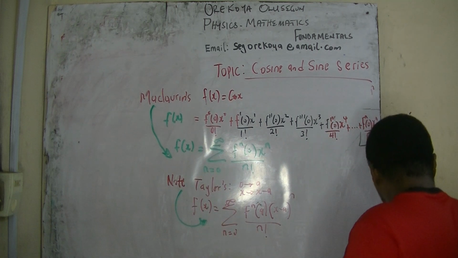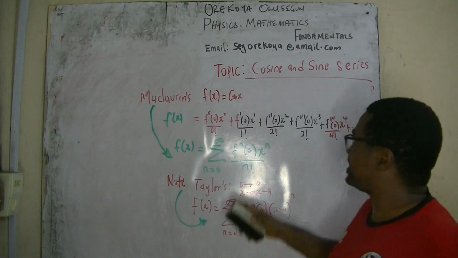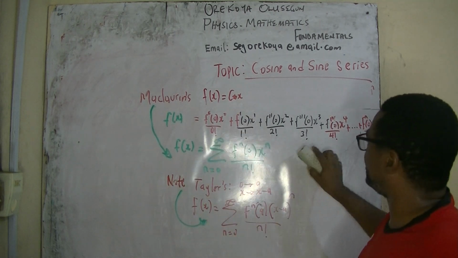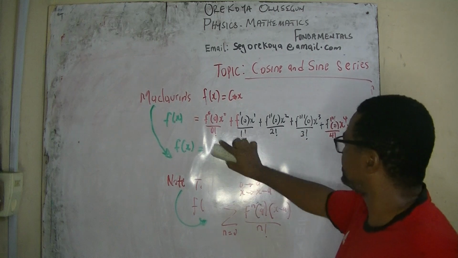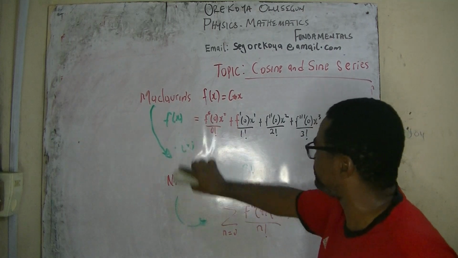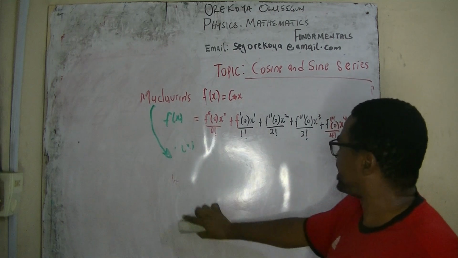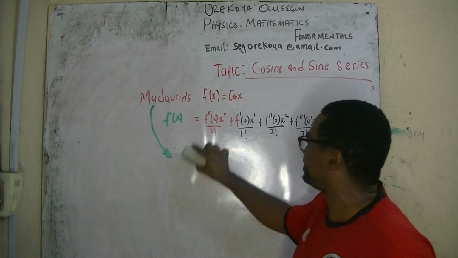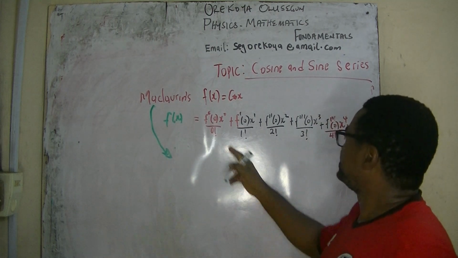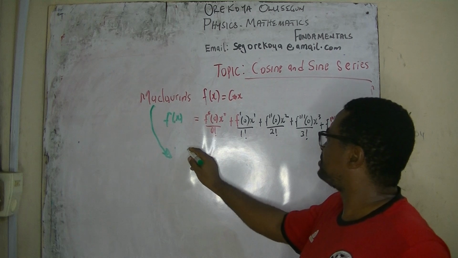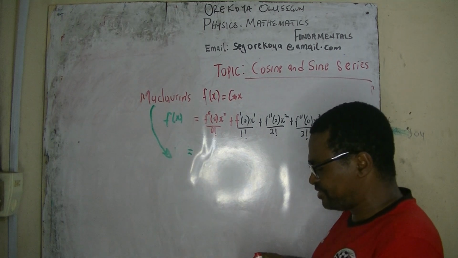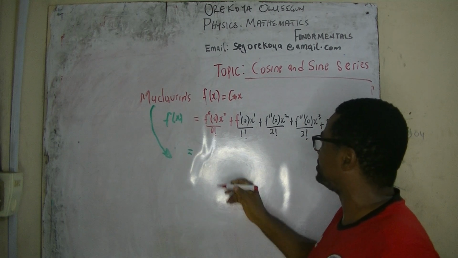But I'm using Maclaurin series now to generate the cosine series. So how do we do that? Before I do that, I want to simplify what I have here already. The zero derivative of a function is the function itself. Please take note of that. The zero derivative of a function is the function itself.